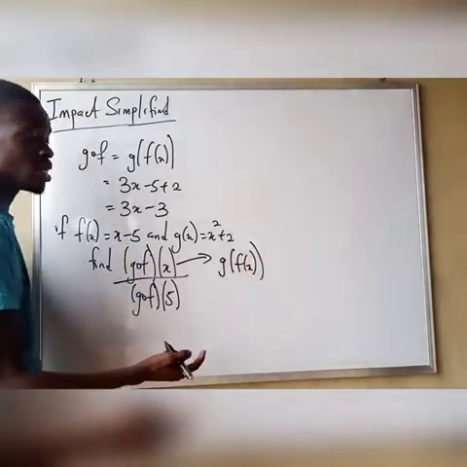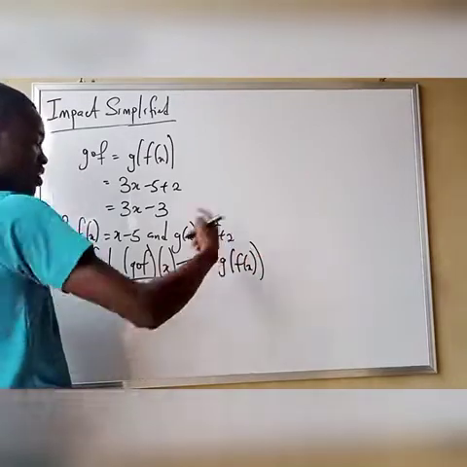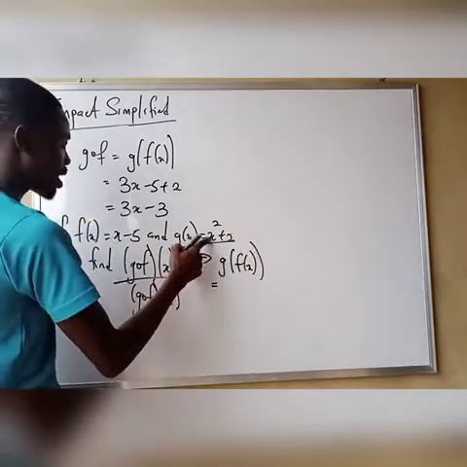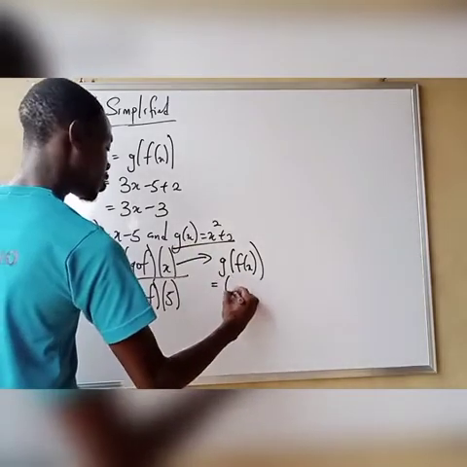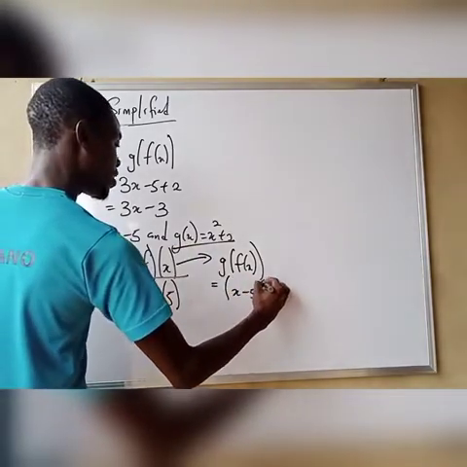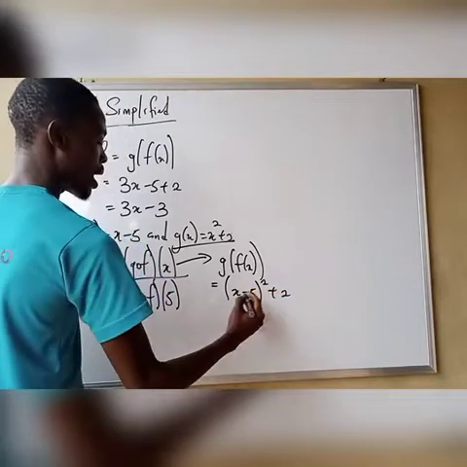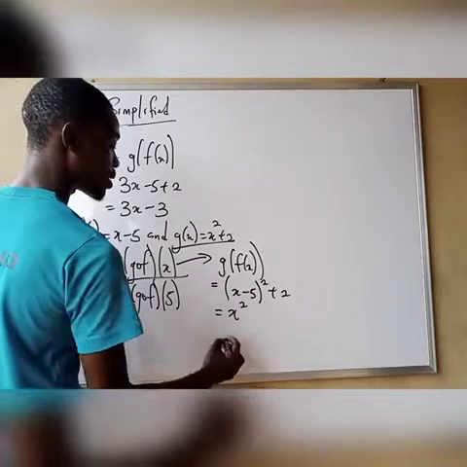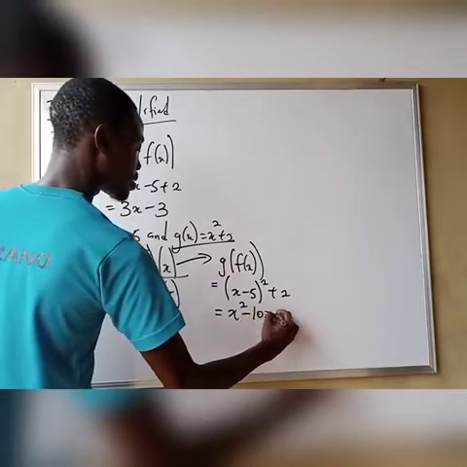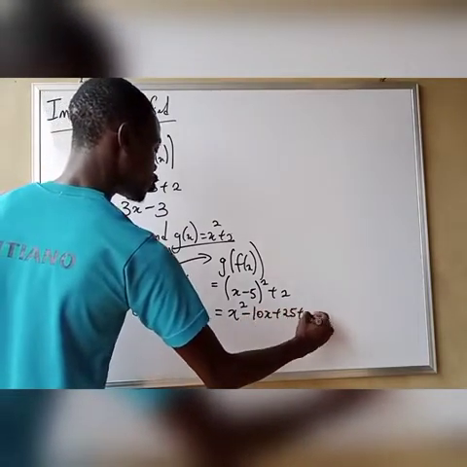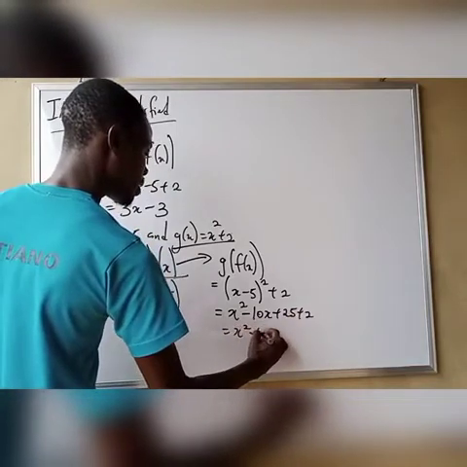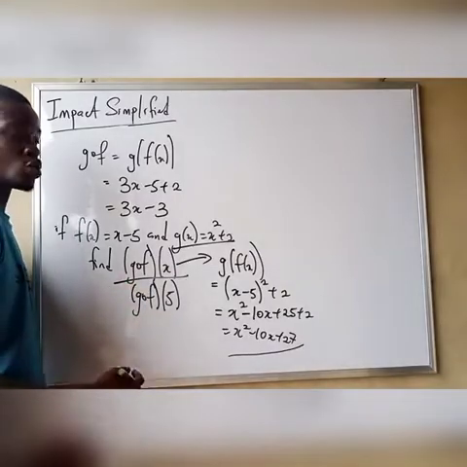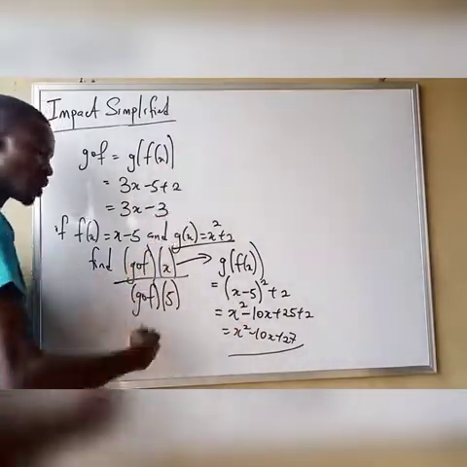That means we are going to insert the f of x inside g. So anywhere you are seeing x inside g, you change that x to f of x. We have it as x minus 5 all squared plus 2. And then if you now solve this, expanding, we have x squared minus 10x plus 25 plus 2. And this will give us x squared minus 10x plus 27. It simply means you insert the last function into the first.